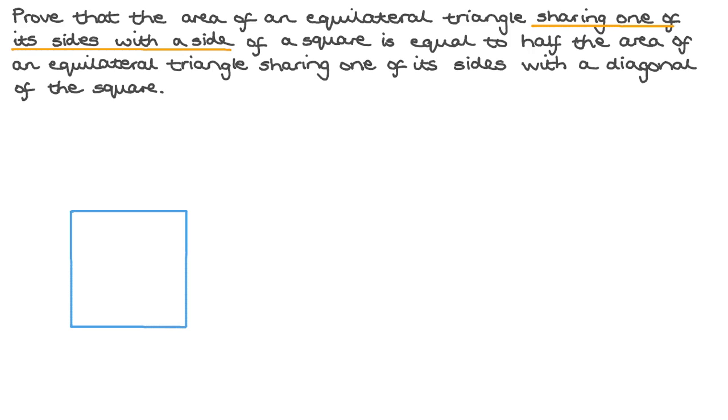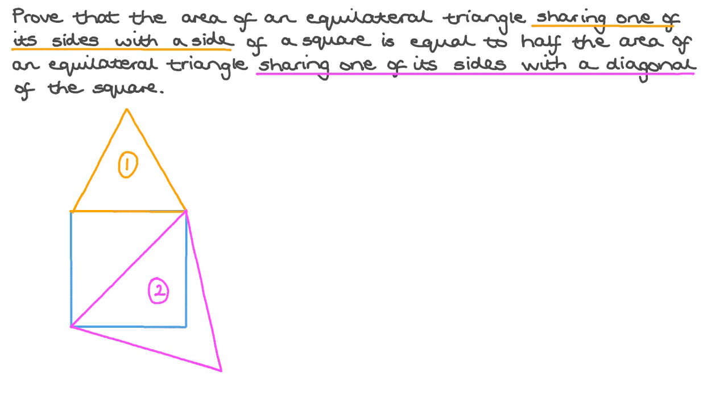So here we have a square, and the first equilateral triangle we're told shares one of its sides with one side of the square. So here we have that triangle, which we'll refer to as triangle 1. We're told that the second equilateral triangle shares one of its sides with the diagonal of the square. So I've drawn in one of the diagonals of the square, and the second equilateral triangle looks something like this.